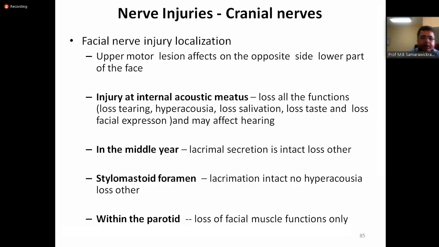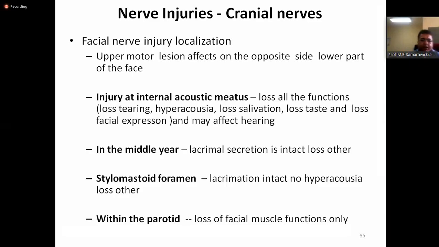So remember that injury at the internal acoustic meatus results in loss of all the functions: facial muscles, and loss of hearing, results in hyperacusis due to paralysis of the stapedius, and loss of salivation and loss of taste. All the functions are affected, right? All the functions are lost.